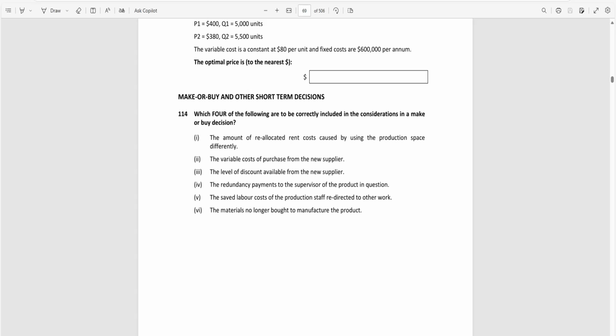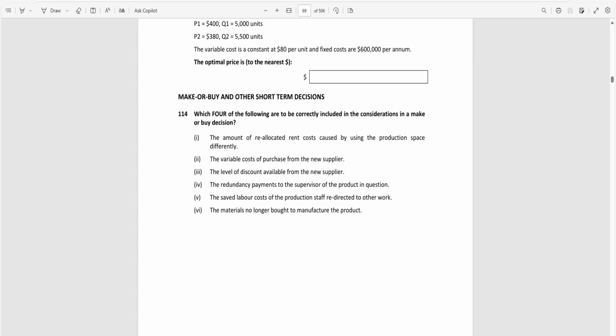So in today's video, as I said, I will discuss a few practice questions related to the make or buy one. So the first question is, which four of the following are to be correctly included in the consideration in the make or buy decision? So basically in the make or buy decision, we have to decide whether we should manufacture that product within the organization, or shall we buy it outside the organization, like outsourcing.